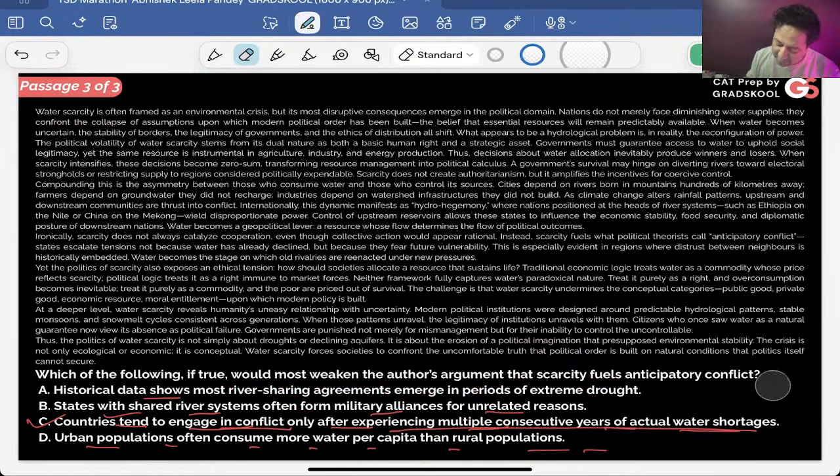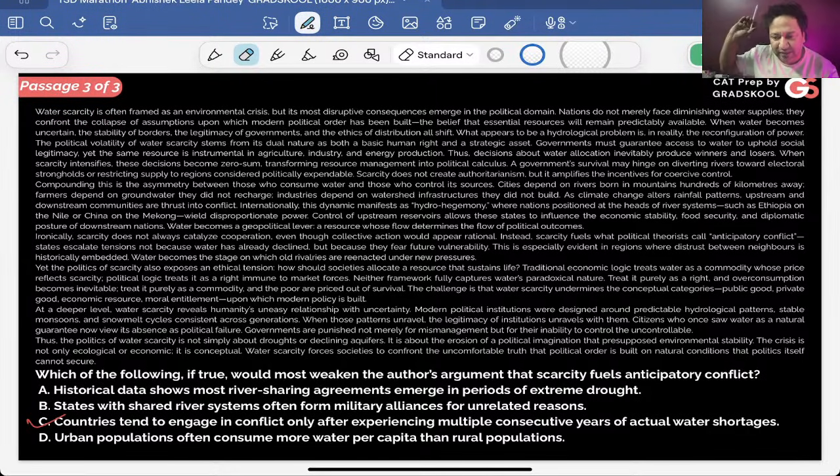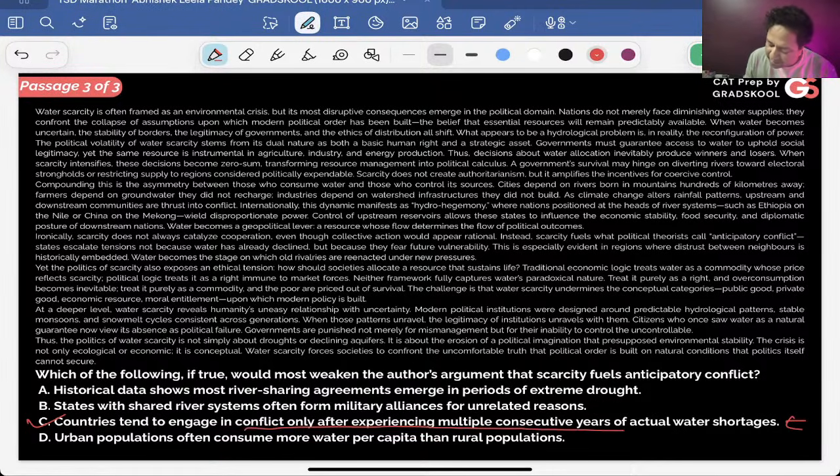So the governments, the states, they have an anticipatory conflict: something bad might happen in future, so let's have a conflict. But if you want to weaken that, then we would look for the option in which something would not happen in the future, but has already happened in the present. So C is the only option which says that conflict happens only after experiencing multiple years of actual water shortage. That means something has happened, then only conflict is happening. It is not anticipatory conflict. It's the real conflict. Clear?